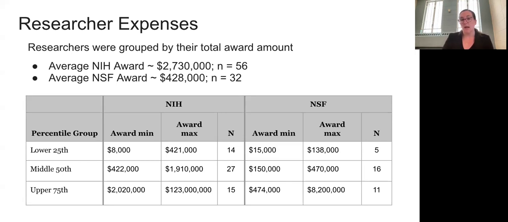You can see the minimum and maximum on that chart. The middle 50%, so this is the mid 50% of awards on average, and then the upper 75th percentile of awards. So these are the largest awards in our sample. And so keep these in mind for the next few graphs I'm going to show you.